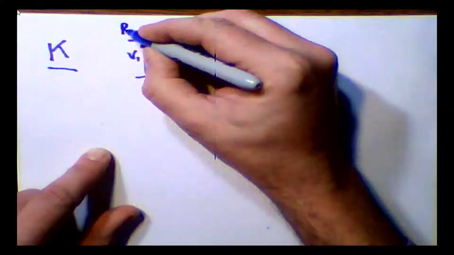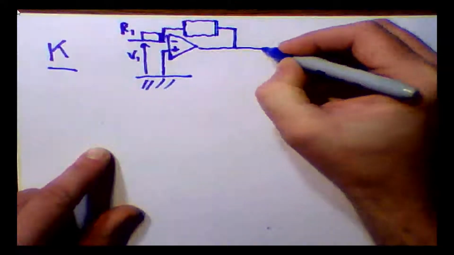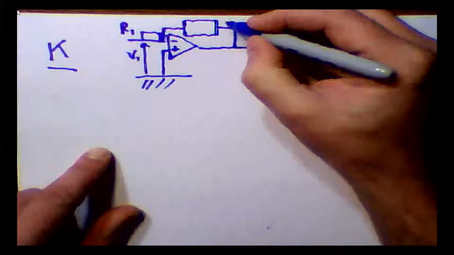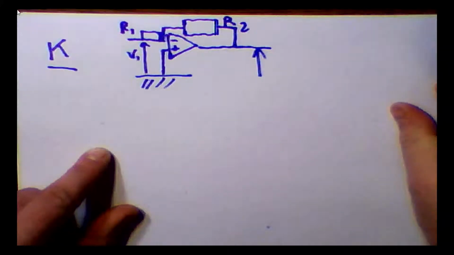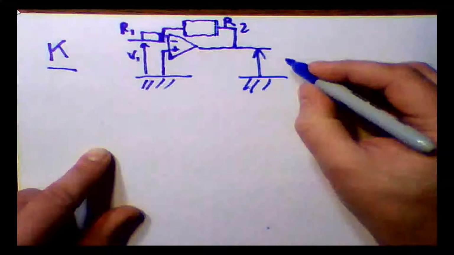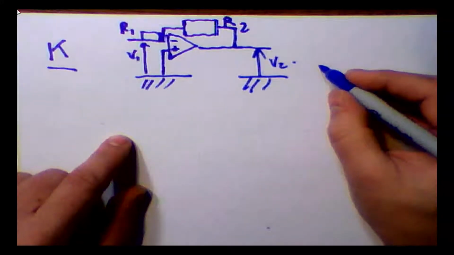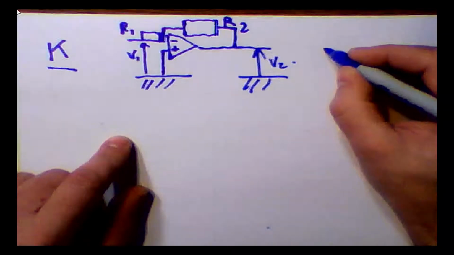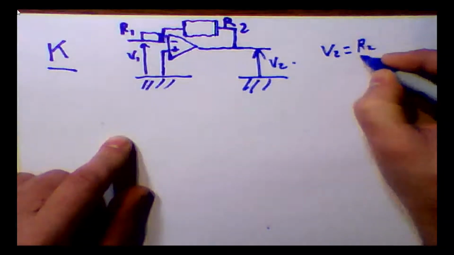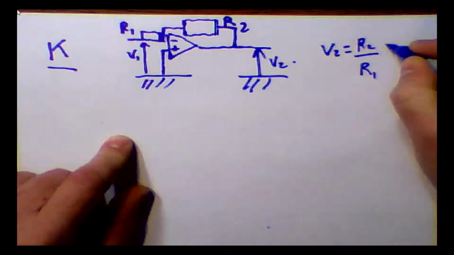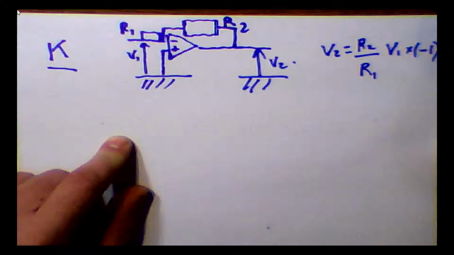This one will be known as R1. That one will be known as R2. And we connect the two in such a way that we get, and I don't recall the exact formula, so I'm going to rederive it, but it is something like V2 is equal to R2 over R1 times V1 times minus 1. There is a sign flip.